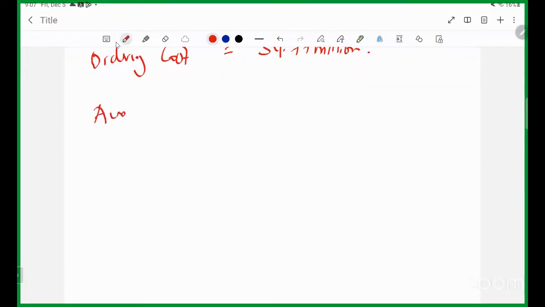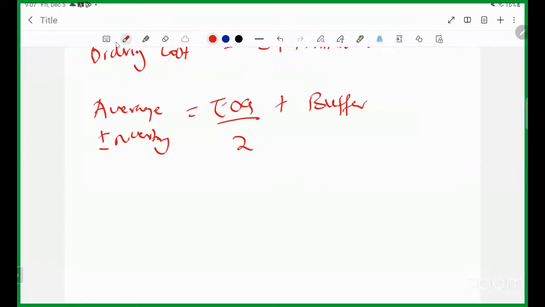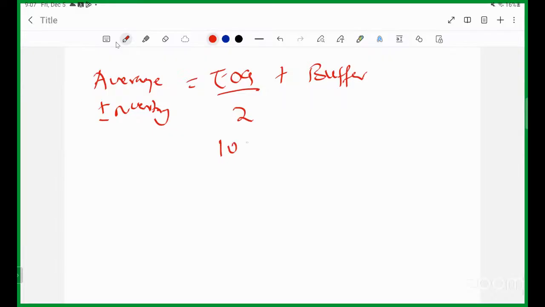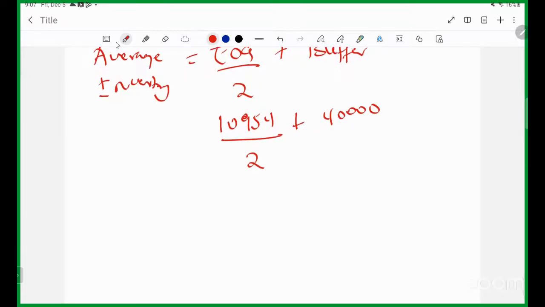Now, let's get the holding cost. We need to get the average inventory first, which is equal to EOQ divided by 2 plus the buffer, if it is there. If it is not there, you don't put it. We got EOQ already as 10,954 divided by 2 plus the buffer, which we already have as 40,000 birds. This is not money, these are in birds. So what is the average inventory that you get here? Average inventory is equal to 45,477 birds.